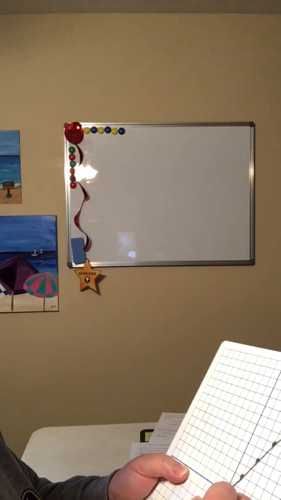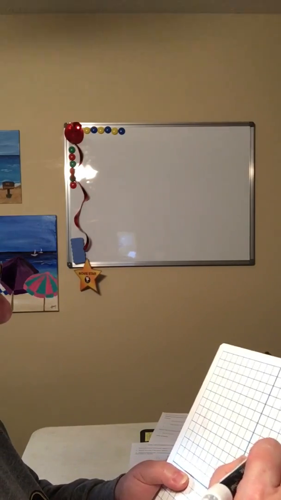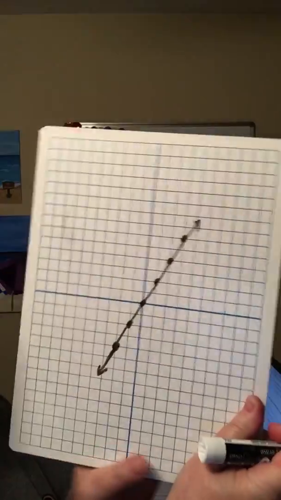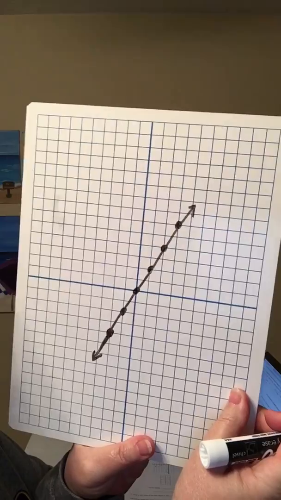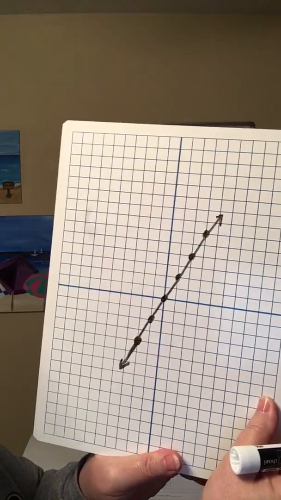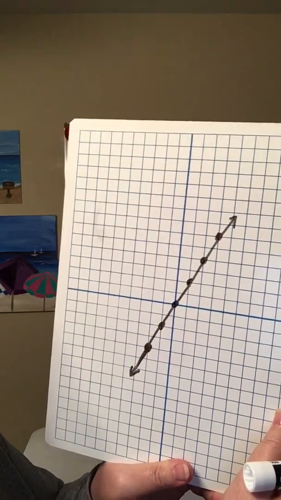The end of it didn't look very straight, but that's because I'm freehanding it. All right, let's say I have a line like this. And you can see all the points on this line. Okay? I can figure out the slope by doing rise over run. All you have to do is count.